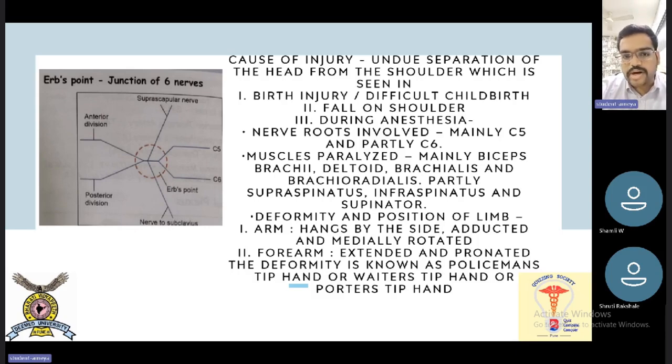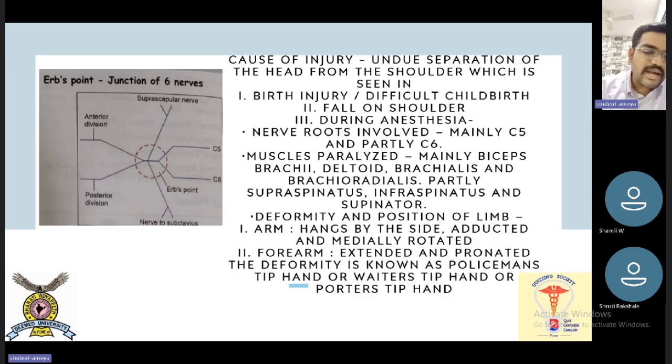Right. As I talked before, the arm will hang by the side, adducted and medially rotated, whereas the forearm will be extended and pronated because the action of flexion is not happening, because brachioradialis is a flexor. So the deformity is called the policeman's tip hand or waiter's tip hand or porter's tip hand.